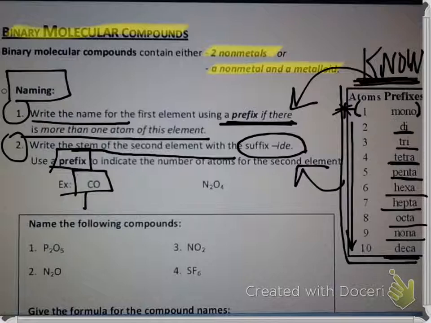So we're going to name the first element first. The first element is carbon. And notice there's only 1 carbon there. There's not a subscript below it. So we're not going to say monocarbon. For the first element, you only use a prefix if there's more than 1 of the elements. So we're just going to say carbon.